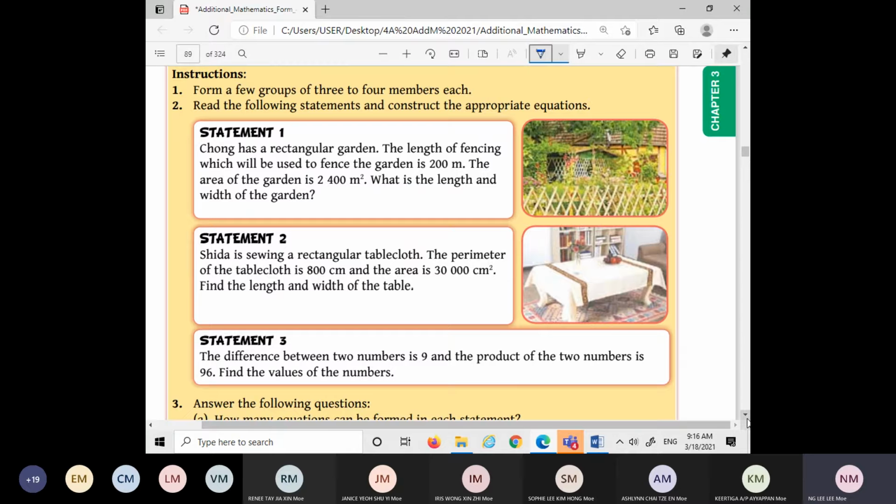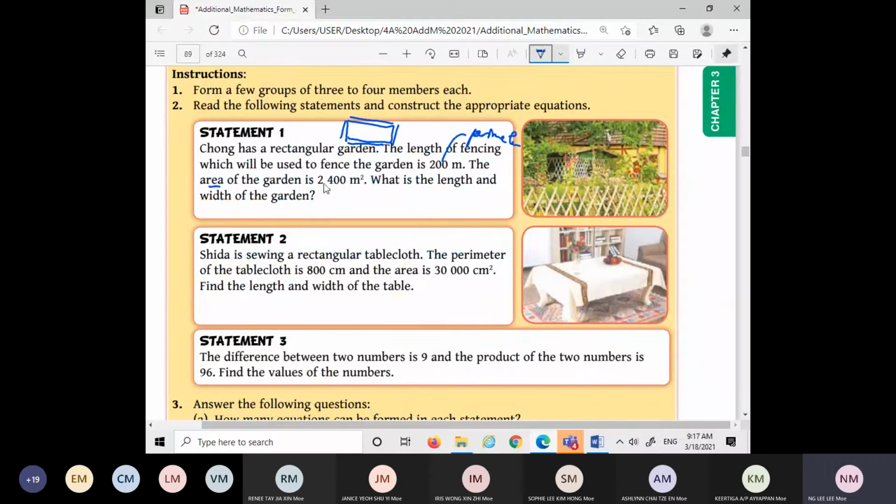Look at the first one. Chong has a rectangular garden. This is a rectangular shape. The length of the fencing which will be used to fence the garden is 200, means here plus here plus here plus here is 200. This gives you the perimeter. Perimeter is 200. The area of the garden is 2,400.